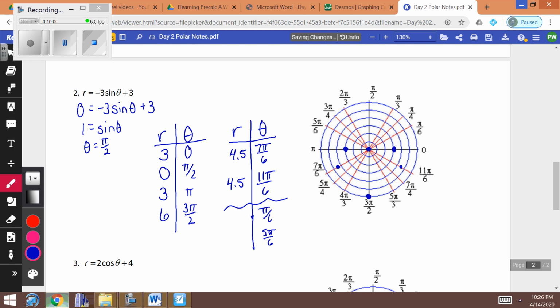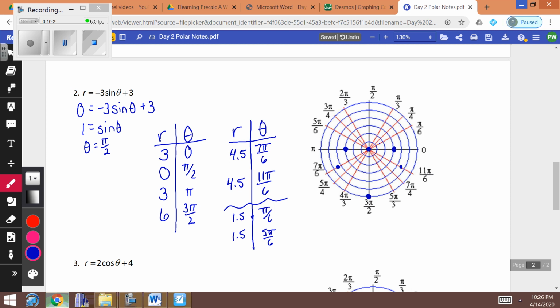Again, we know that the sine of pi over 6 is positive 1/2. So negative 3 times positive 1/2 would be negative 1.5, plus 3 would be 1.5. It's going to be the same values here. Again, the reason I picked the other ones is just I knew that would help me make this bigger curve shape a little bit better.